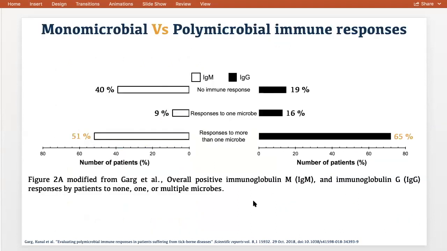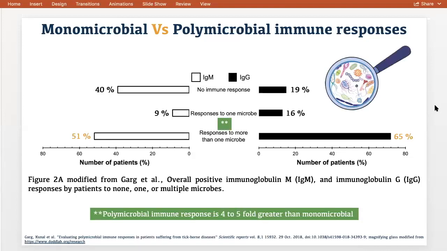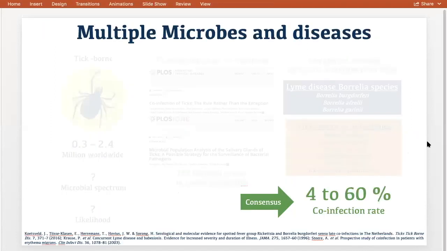Coming to the results, on the left-hand side, you can see the IgM response, and on the right-hand side, you can see the IgG response. Right away, you can see that almost 51% of patients in IgM and 65% of patients in IgG responded to more than one microbe, versus just 9% of patients in IgM and 16% of patients in IgG that responded to one single microbe. So the sheer difference between patients responding to a single microbe versus multiple microbes is 4 to 5-fold greater. And this is where the 4 to 60% co-infection rate comes in.